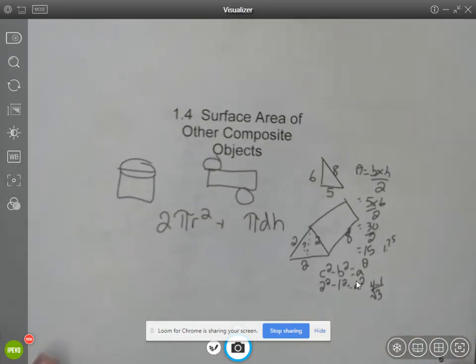Morning. This morning we are going to be looking at the surface area of other composite objects. So we just reviewed this the other day for a cylinder, what it looks like in its net form, so unrolled. You can clearly see the two circles and the rectangle that is formed from them. So 2 pi r squared plus pi dh is your formula.